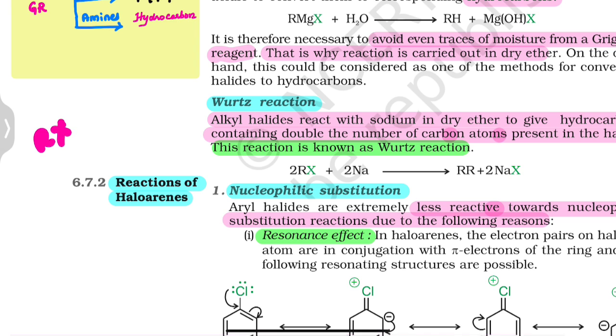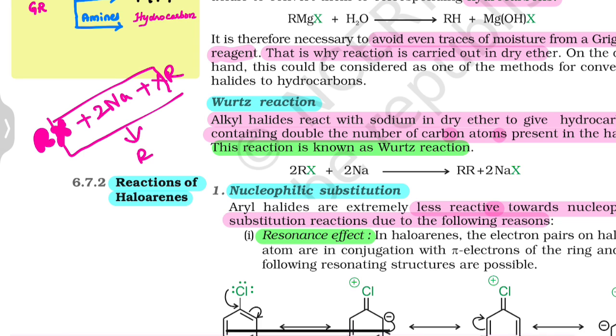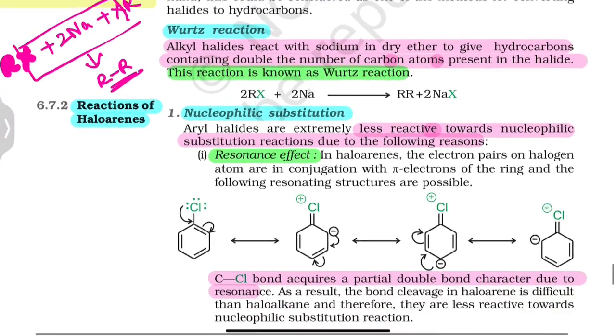RX, you are treating with sodium, and then you are treating again with one more alkyl halide, RX. So the halogens will be removed and you will be getting R-R. This is called the Wurtz reaction.